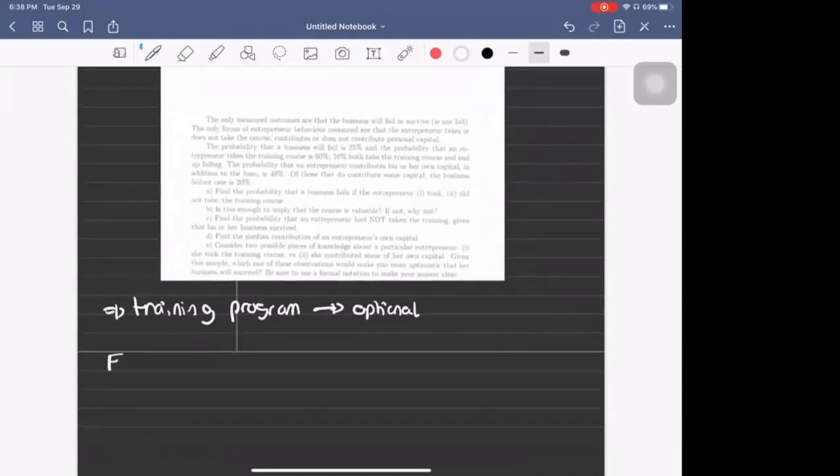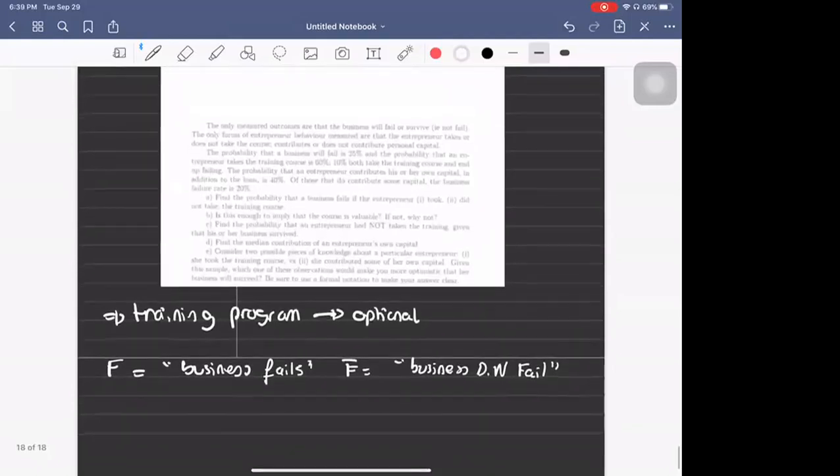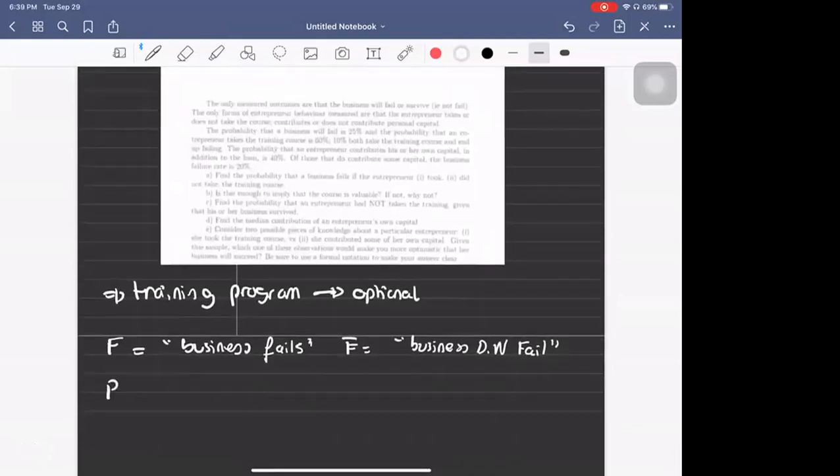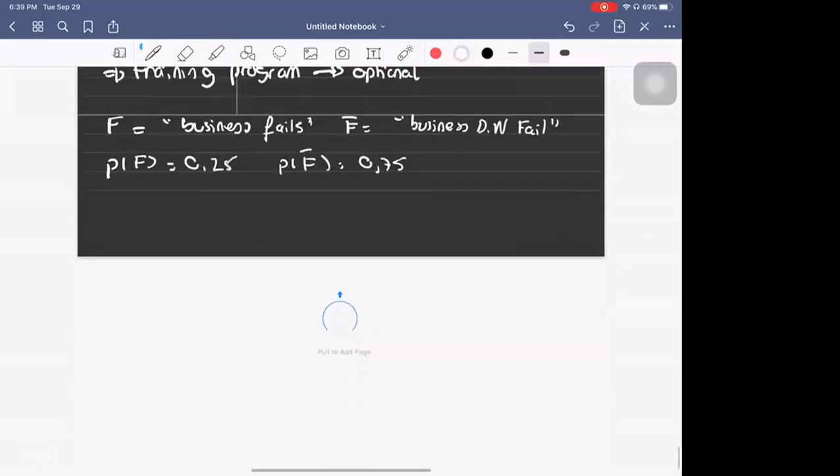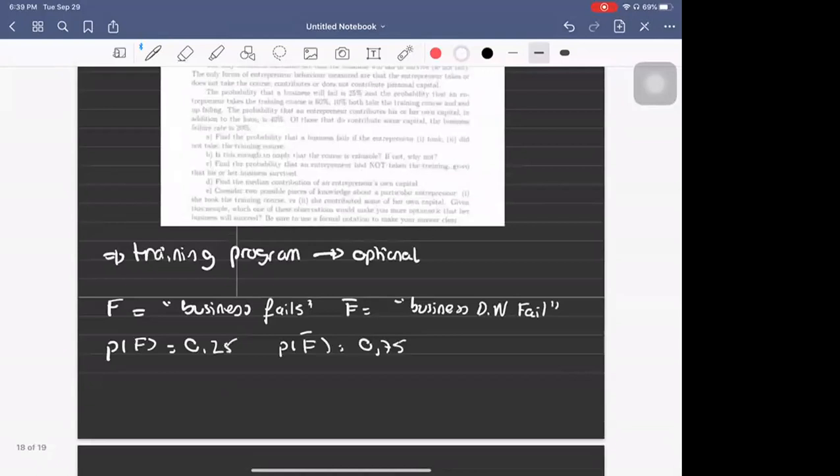So let's say F is the event that the business fails, and F bar, since it's binary, is the business does not fail. Now, the probability that a business fails is 25%, and thus the probability that a business does not fail is 75%, which is 1 minus 0.25.